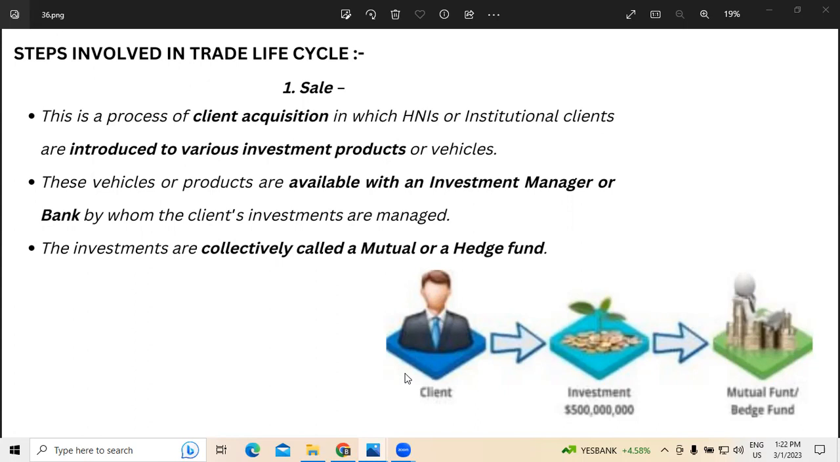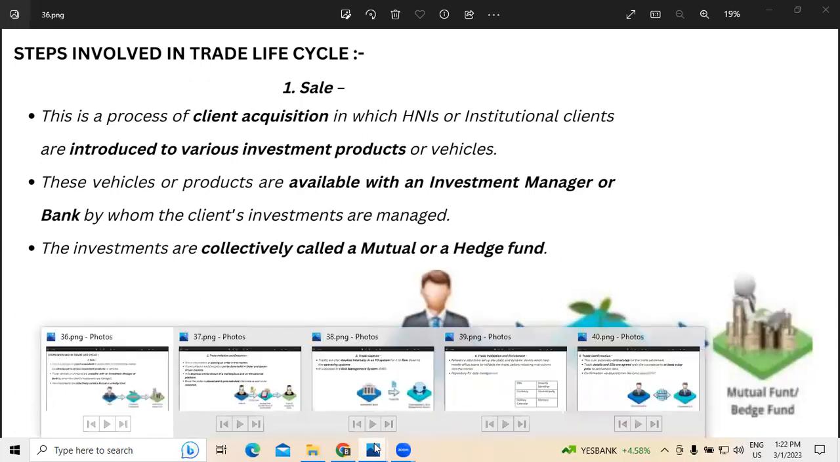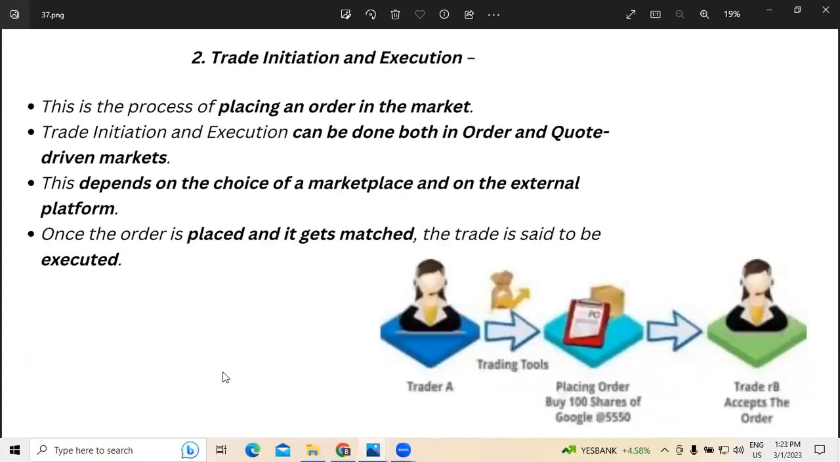The first step is what we generally call sales. In this step, usually the process of client acquisition, HNIs and institutional clients are introduced to the various investment products and vehicles. These vehicles are the products available with an investment manager or a bank, through which the client investments are managed. These investments are collectively called mutual or hedge funds. This is generally the first stage of the investment trade life cycle, which is sales.